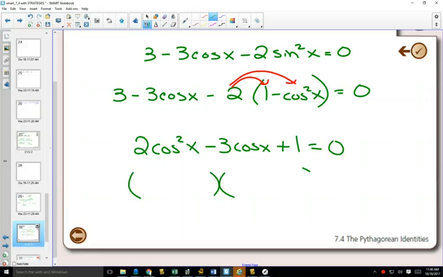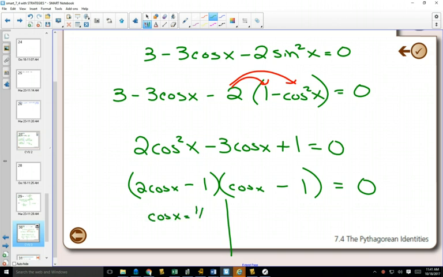As far as factoring this, remember that equals 0. Only option for 2 cos squared, 2 cos x and cos x. Only option for 1, 1 and 1. Is there a way that I can use my outside and my inside to get a minus 3? Outside is 2, inside is 1. If they're both negative, negative 2 minus 1 will give me negative 3. Do a quick check. Does everything else still match up? Negative 1 times negative 1 is 1. 2 cos times cos is 2 cos squared. Perfect. So if we split this here, we have cos x equals a half.